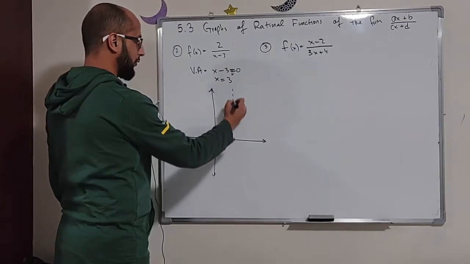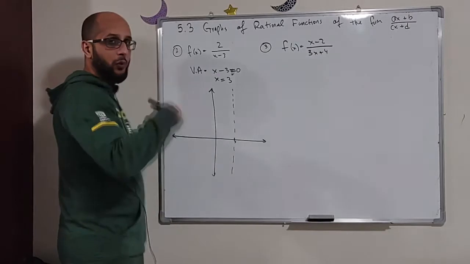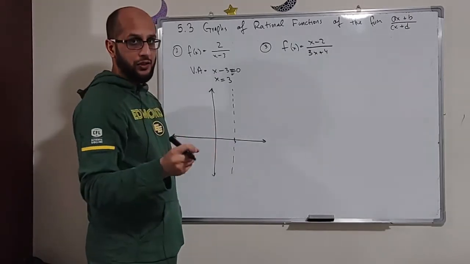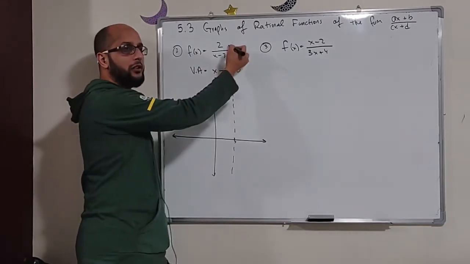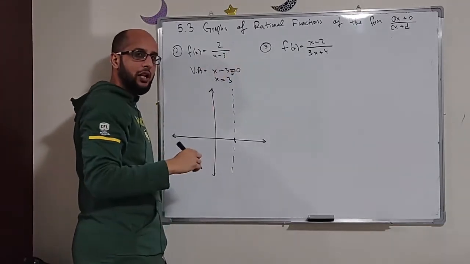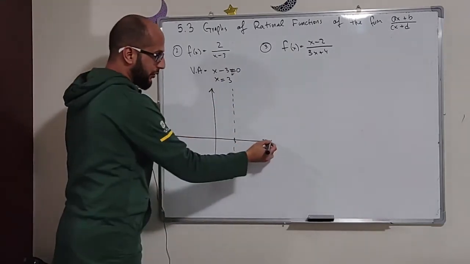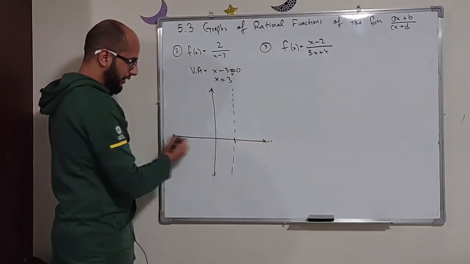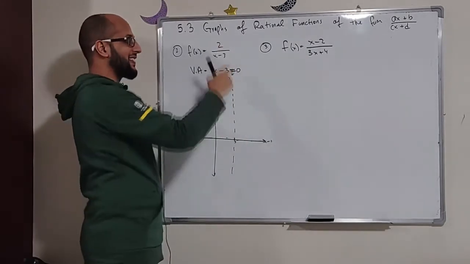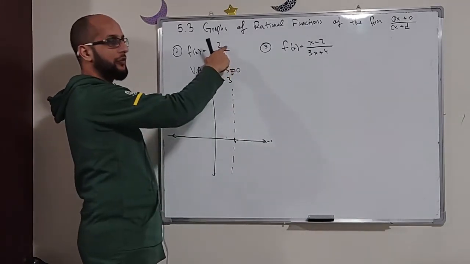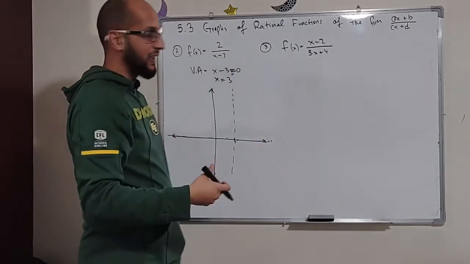Now, the only other piece of information that we need is what's happening around it. Before we get into that, I do want to look at our horizontal asymptote. This is now where we recognize if the degree of the numerator is less than the degree of the denominator, then the horizontal asymptote is automatically at 0. So the x-axis is automatically the horizontal asymptote. So again, the degree of the numerator is less than the degree of the denominator. This is the degree of 0, this is the degree of 1, therefore the horizontal asymptote will be the x-axis.